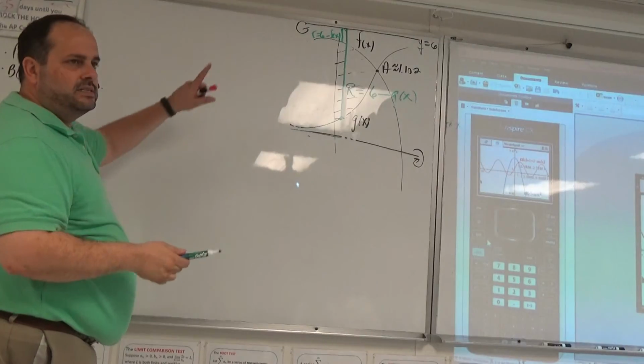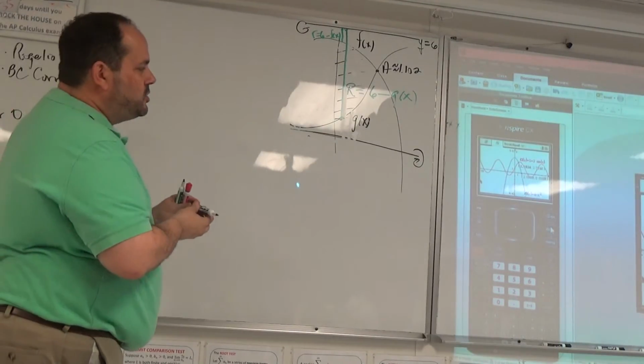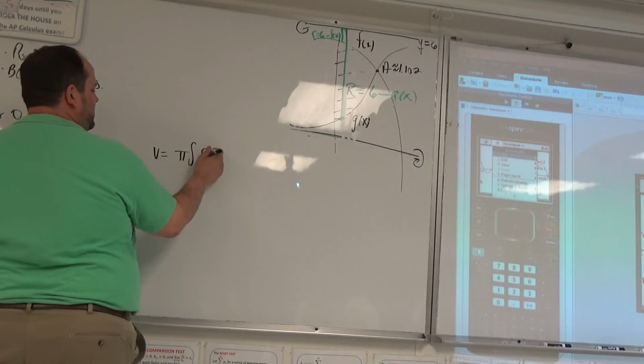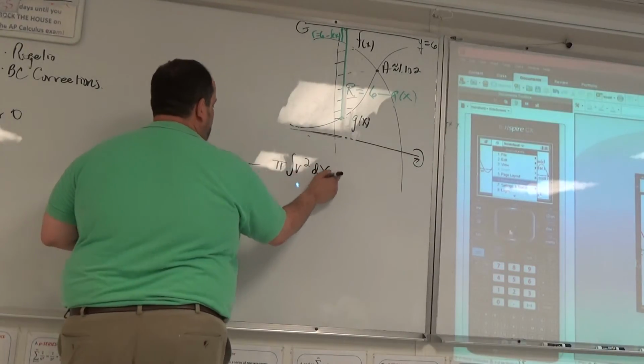Nora, have you had a chance to type in the integral and do all the things? You're just enjoying the comfortable chair back there? Okay. Volume equals pi integral big R squared dx minus pi integral little r squared dx.